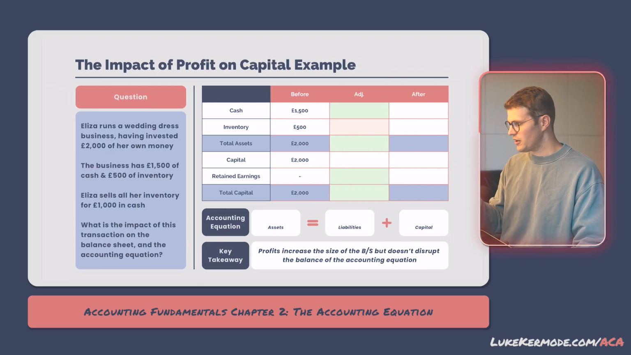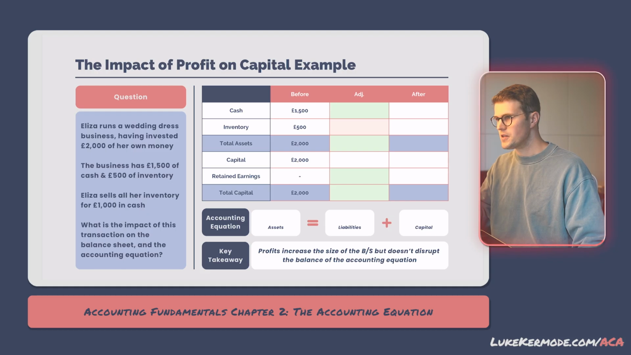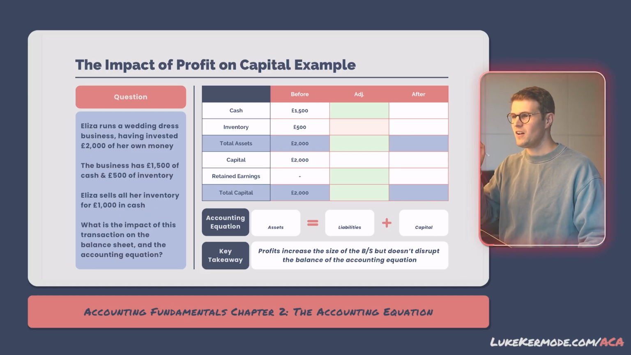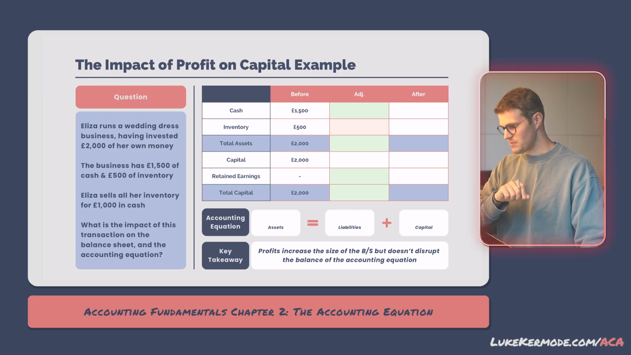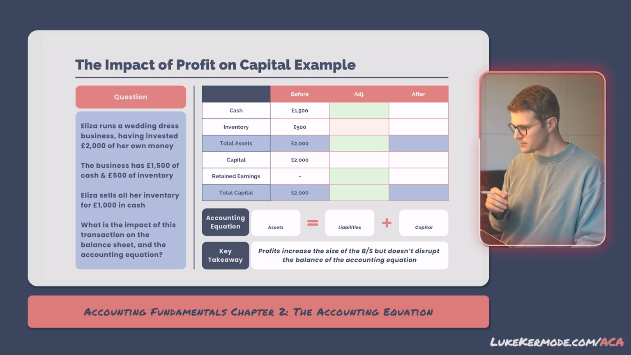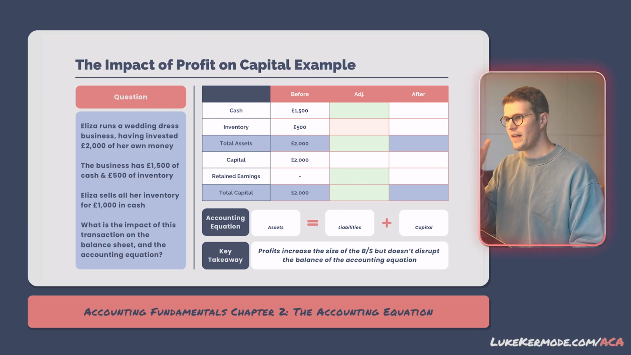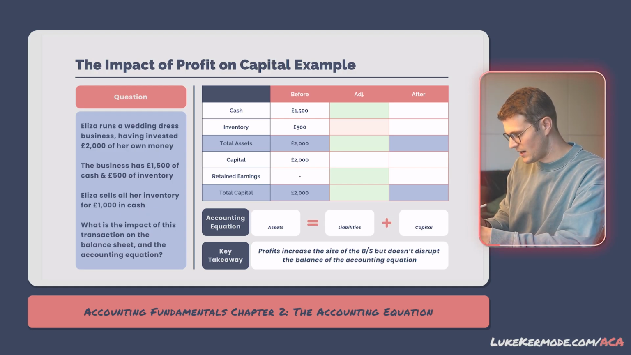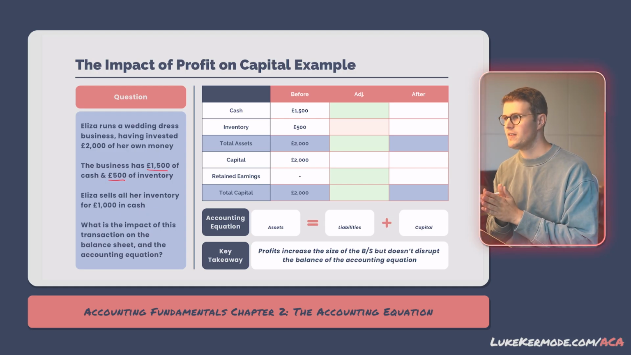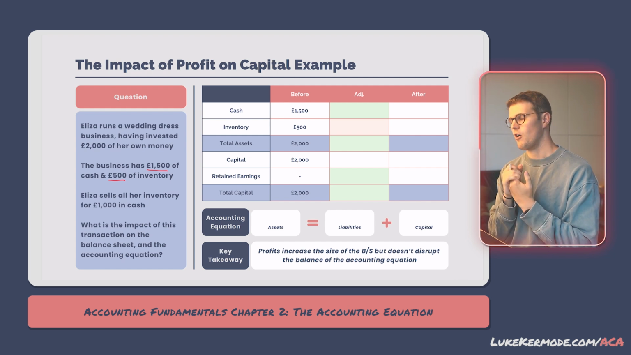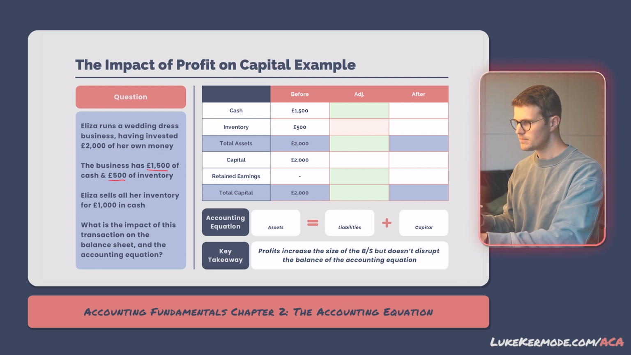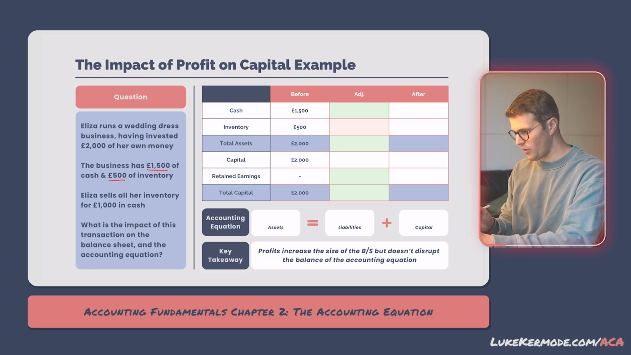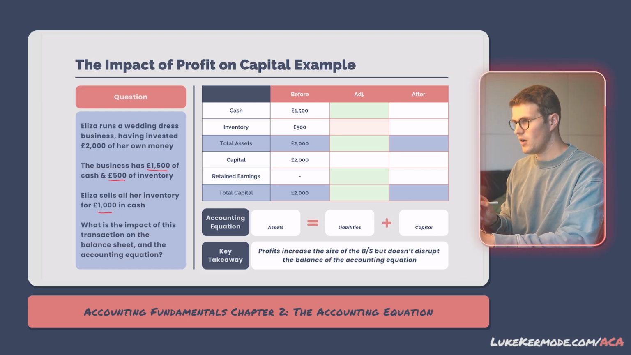So let's take a look at another example which will show how this all works. This time we have Eliza who runs a wedding dress business. At the start, Eliza put in £2,000 worth of capital. The business holds £1,500 worth of cash and £500 worth of inventory. That's the wedding dresses that are ready to be sold. Eliza manages to sell all of her inventory for £1,000 worth of cash.